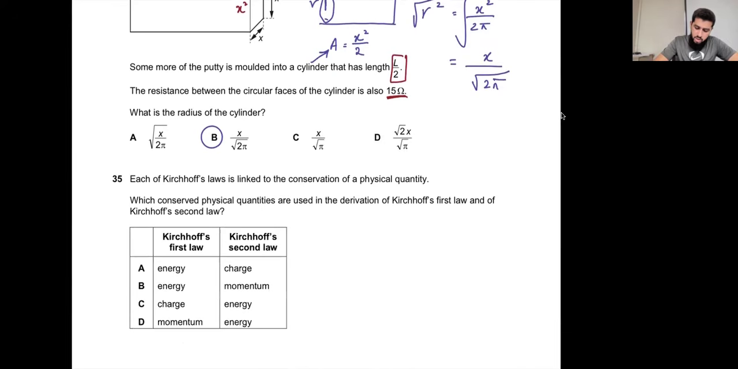Each of the Kirchhoff's laws is linked to conservation of a physical quantity. Which conserved physical quantities are used in the derivation of Kirchhoff's first law and of Kirchhoff's second law? First law is current entering is equal to current leaving, which follows conservation of charge. The second law is for a closed loop, the total EMF is equal to the total IR, which is conservation of energy, which means that the answer is C.